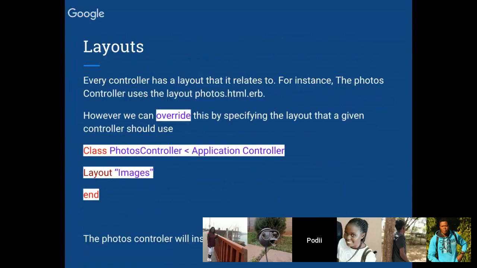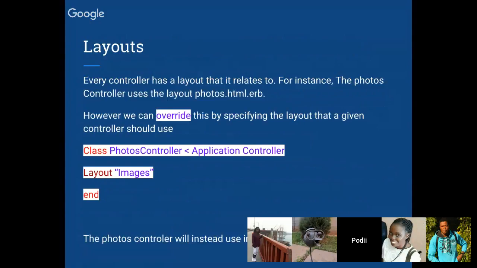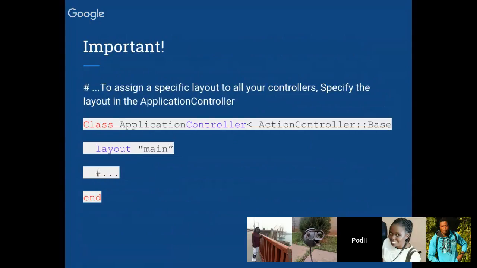The photos controller wants to use the images layout instead of the default photos.html.erb. So doing that, you just specify the layout images instead. So the photos controller will instead use the images.html.erb as its layout. Okay. Important to note, to assign to a specific, yes, Kevin?